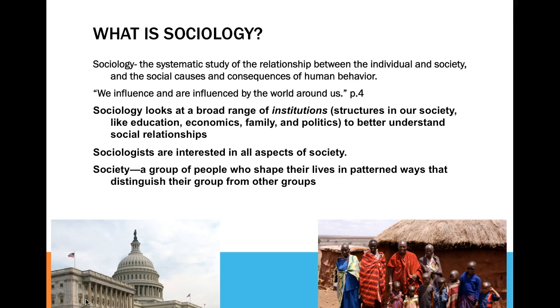And then society is defined as a group of people who shape their lives in patterned ways that distinguish their group from other groups. An example of a society is an American society. Another example would be Brazilian society, but please don't confuse society with nation. A lot of people think that a nation constitutes society, and that's true most of the time.